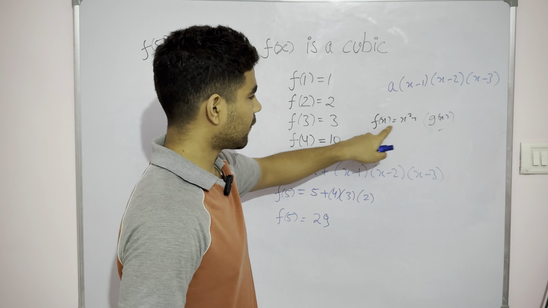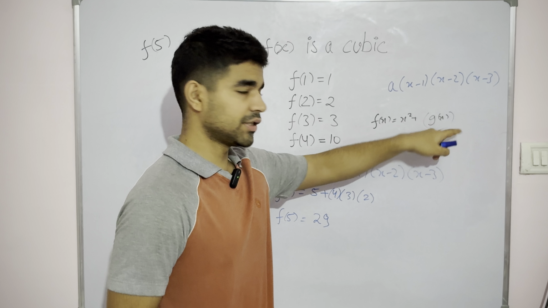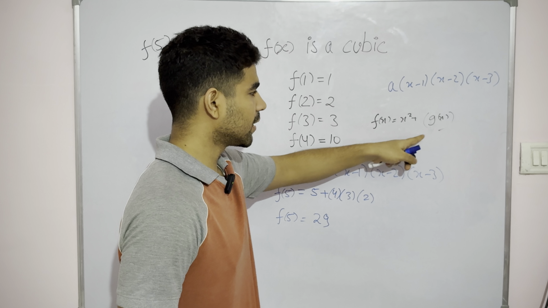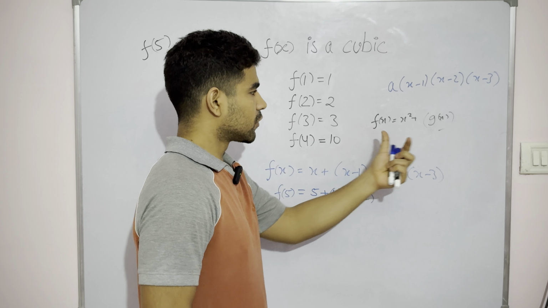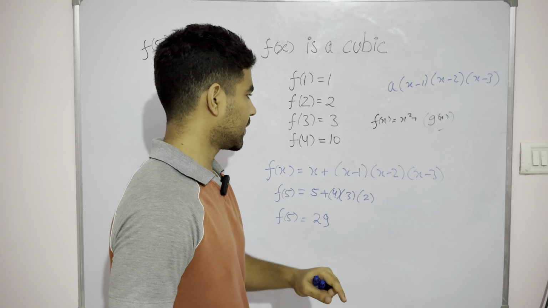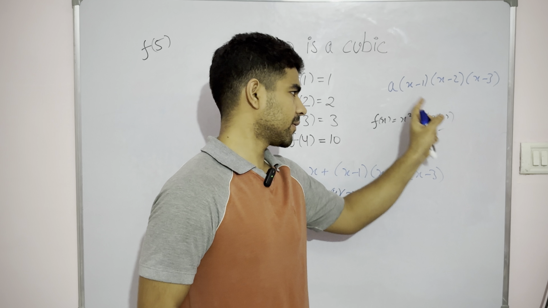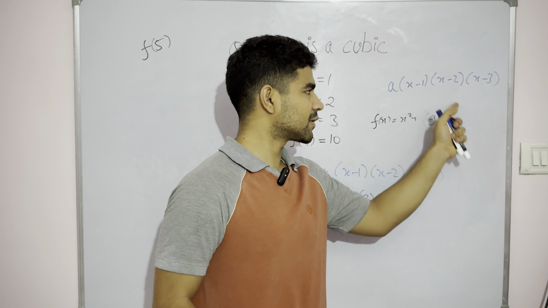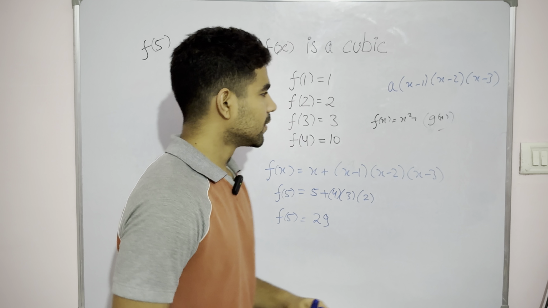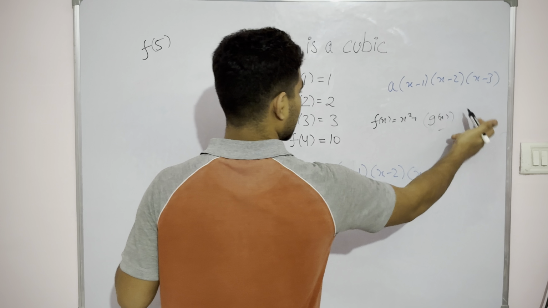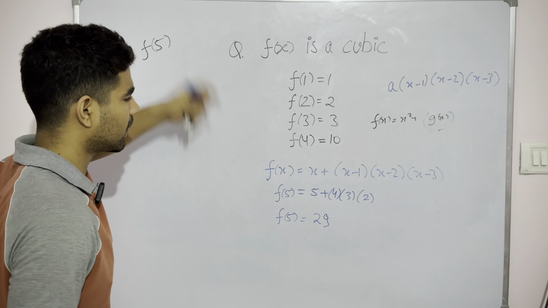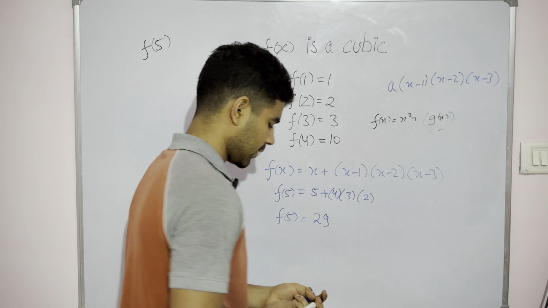Why? Because f(1) is 1 squared plus g(1). Now this g(1) must be 0. Similarly, f(2) is equal to 2 squared plus g(2), and now g(2) must be 0. So similarly, you will end up thinking about a cubic polynomial which will satisfy 1, 2 and 3. Using this, you will calculate the value of a. You will set a polynomial a times (x minus 1) into (x minus 2) into (x minus 3), and in this equation you will find the value of a. So eventually, you will get the cubic polynomial which satisfies these 4 values, and you will find the 5th value or any value which is given in the question.